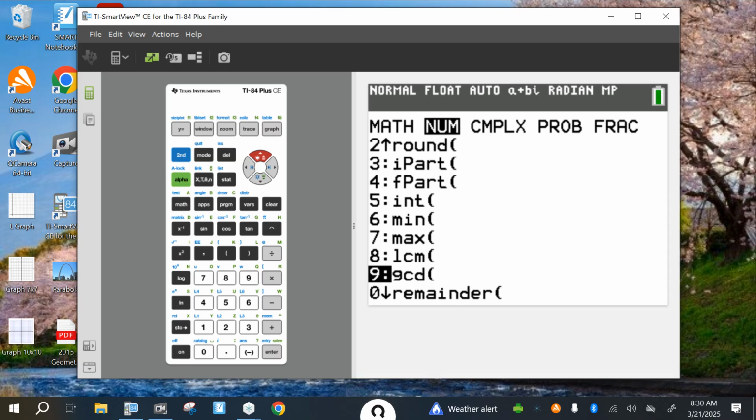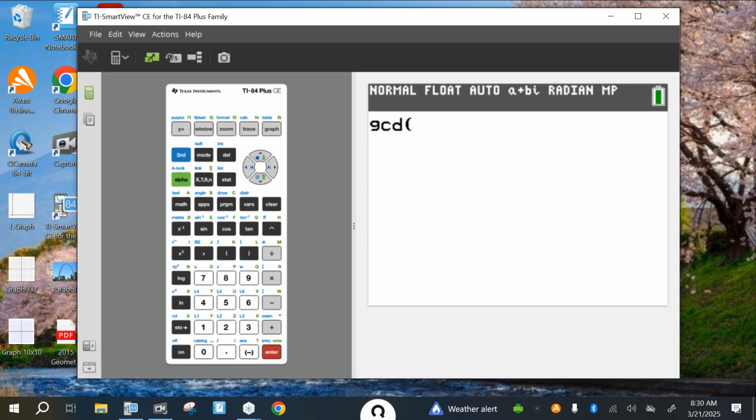What do you think D stands for, though? Denominator. Yep. GCF and GCD are pretty much the same thing. Greatest common denominator, greatest common factor. So we hit math, right arrow, and option 9. You might want to write these steps down maybe on your paper just so that way you have them for later. So math, right arrow, option 9, GCD.